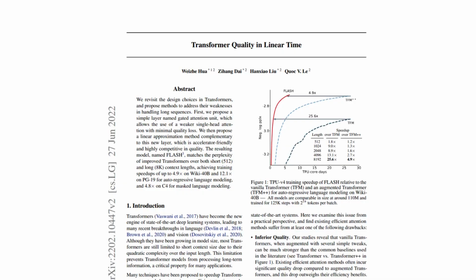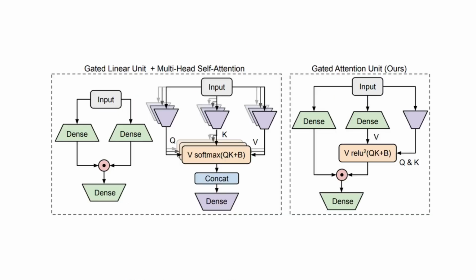Another way to attack the problem is to keep the original attention calculation, but to modify the inner workings of the transformer to chunk the calculation so that the costly calculations are restrained to a smaller part of the network. This method is called chunking. One of these ideas is the gated attention unit that appears in the paper Transformer Quality in Linear Time. The gated attention unit combines the idea of a gated linear unit and multi-headed attention into the same component. Basically, it is a modified gated linear unit with a gating mechanism that allows for the use of a weaker attention mechanism without significant loss in quality.